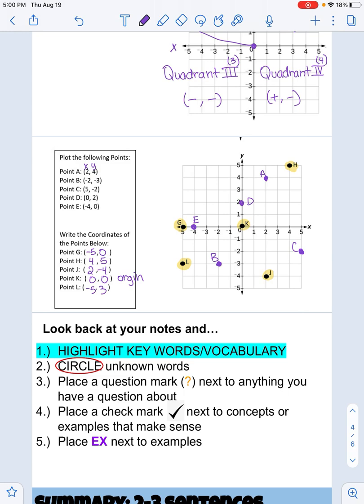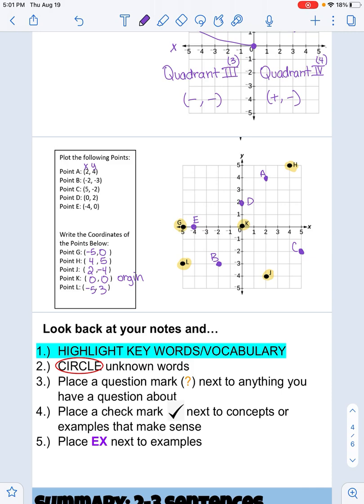Number 3, I would like you to place a question mark next to anything that you still have a question about, and then jot down that question. That way you remember to ask your teacher to clarify. Number 4 would be, we're going to look back at our notes. Anything that we 100% understand and we have no questions about, we're going to put a nice big check mark next to it. That way when we go back and look at our notes, we know we already understood that one time and we will be able to understand it a second time.